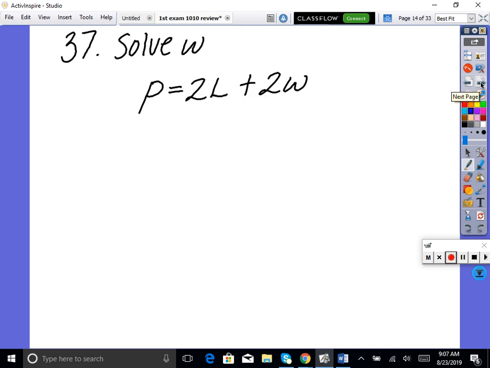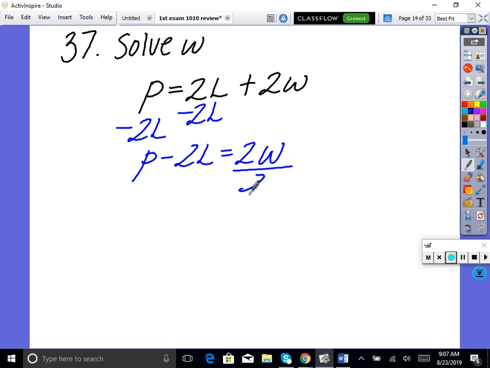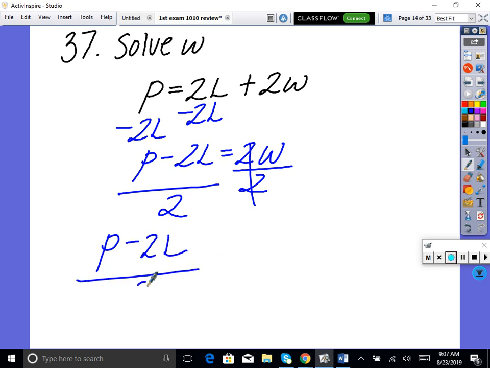Solve for w. Well, this one's pretty straightforward. Minus 2l. P minus 2l equals 2w. Divide by 2. And then don't accidentally divide out those 2's. You can't divide across a subtraction sign unless all 3 things divide by something in common, and they don't. So we have p minus 2l all over 2 equals w.